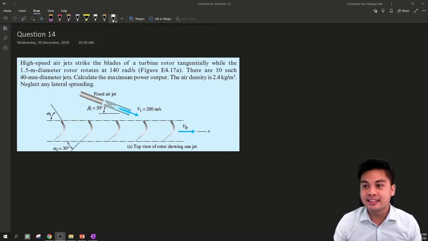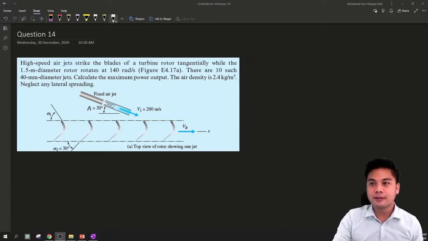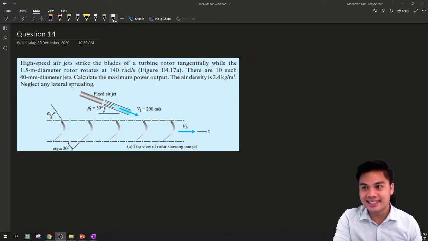Today we have a question. High-speed air jets strike the blades of the turbine rotor tangentially, while a 1.5 meter diameter rotor rotates at 140 radians per second. There are 10 such 40 mm diameter jets. Calculate the maximum power output. The air density given is 2.4 kg per meter cubed. Neglect any lateral spreading. So first, we need to analyze the question given.